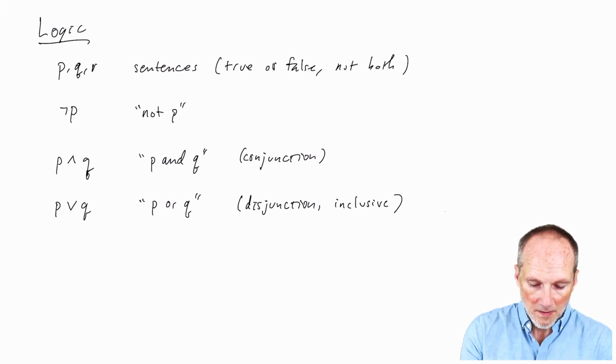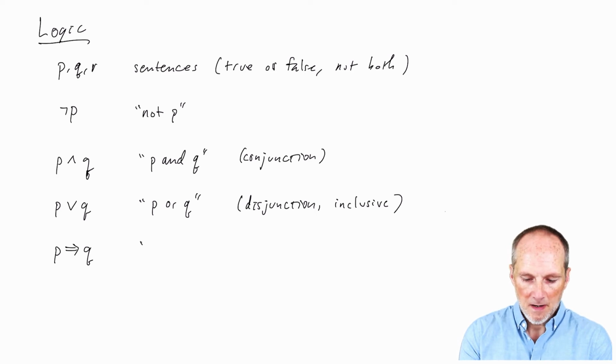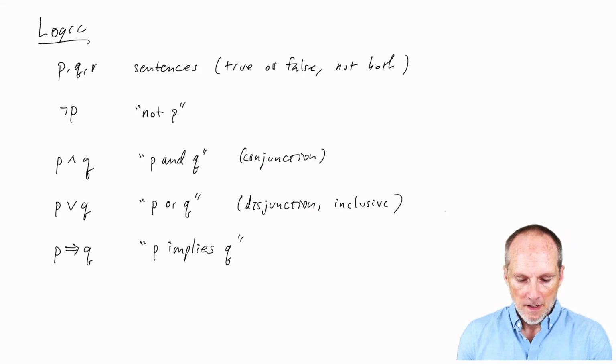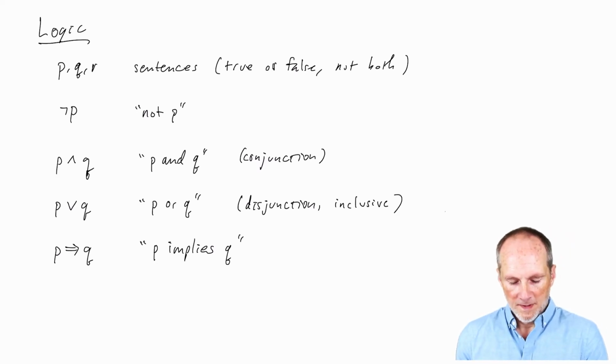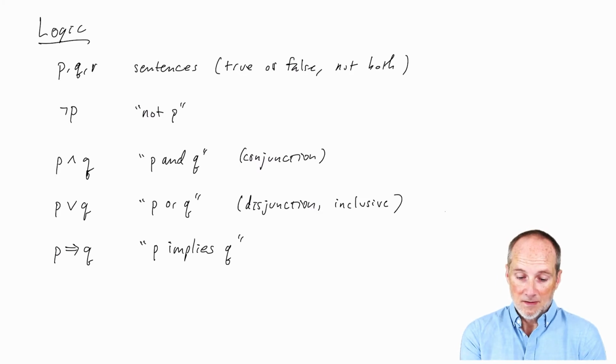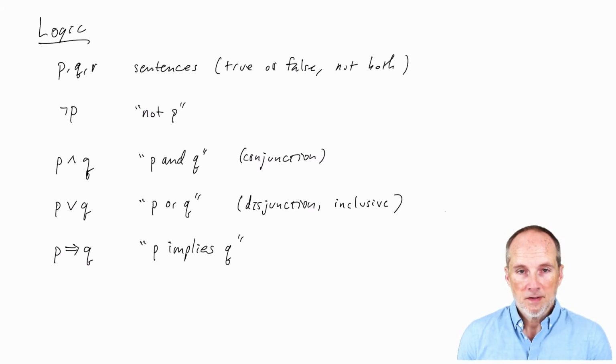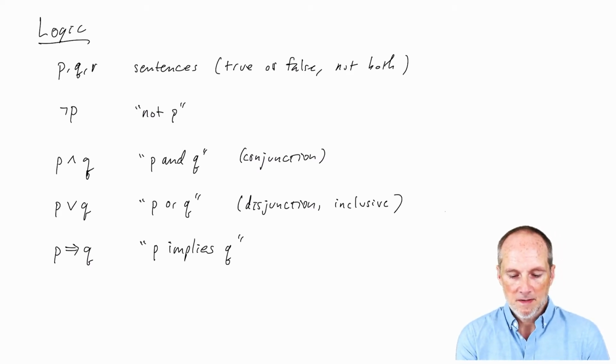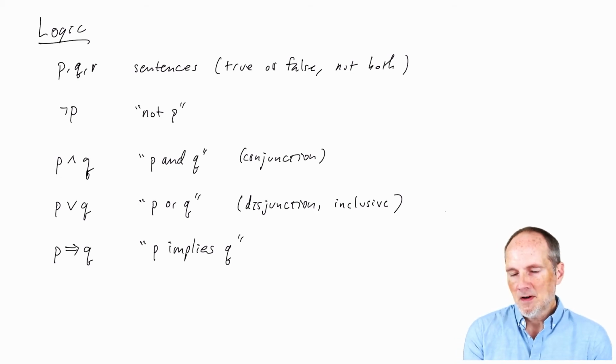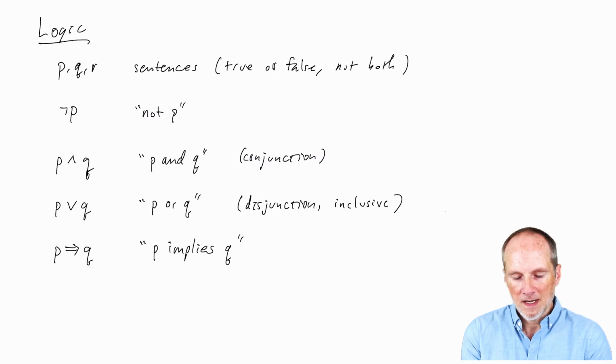Another thing we can do, if we have two sentences, we can say that one implies the other. So here we're saying that P implies Q, what that really means is that if P is true, then Q has to be true as well. We're asserting this. This is called logical conditional, and I should point out there is a little bit of ambiguity there because what if P is false? What does this conditional statement mean?